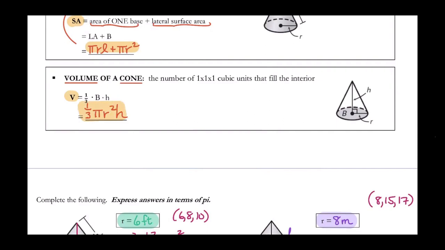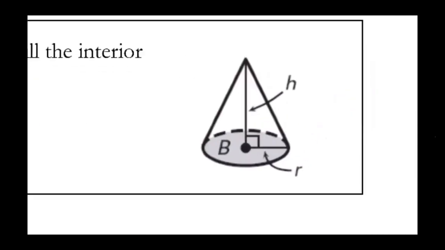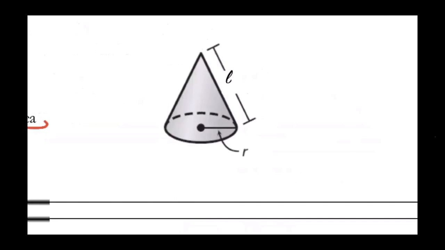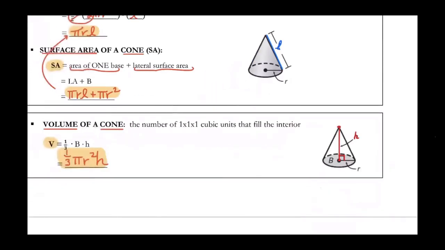Now, you want to make sure you know the difference. In the volume formula, you're using the normal height, the height that is the perpendicular between the vertex and the center of the circle. Whereas with surface area, you're using the slant height, which again was this length along the edge there. That's your slant height. So just keep in mind there are two different values.